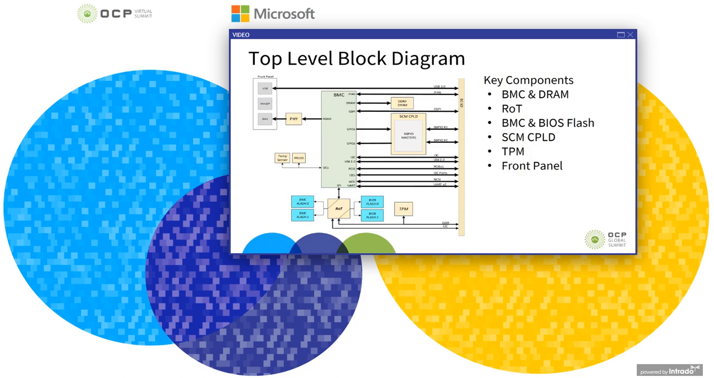Finally, putting all of these interfaces we talked about together in a block diagram, looking at some of the key components, we see there's the BMC and the associated memory. We have the root of trust, as well as the BMC and the BIOS flashes, the SCM CPLD, the trusted platform module, and the front panel with the USB, mini DisplayPort, and RJ45 interfaces. Again, the spec goes into a lot more detail into all of these interfaces.